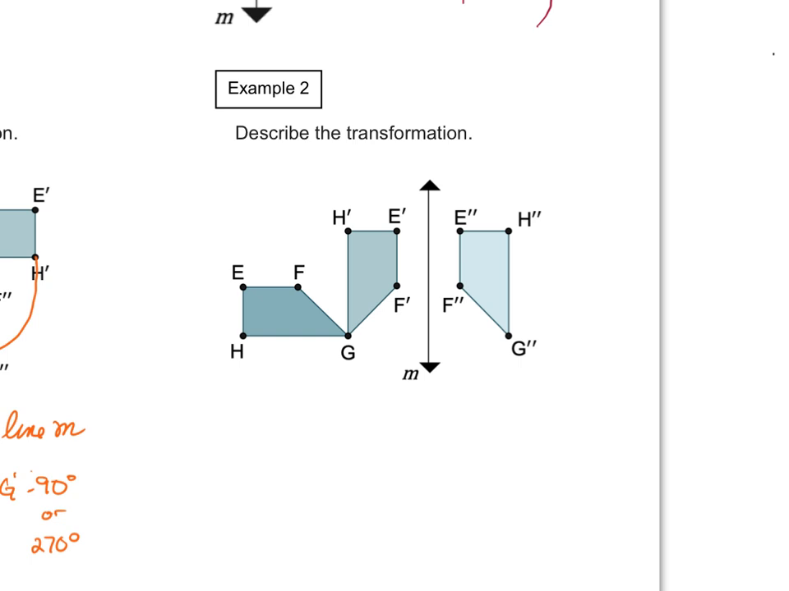Here, we started off with a pre-image, first move, second move, and it looks like we rotated 90 degrees. We went here to here, so we went negative 90 or a positive 270 degrees. And then we ended up doing a reflection, right? We ended up reflecting, so then we had a reflection.